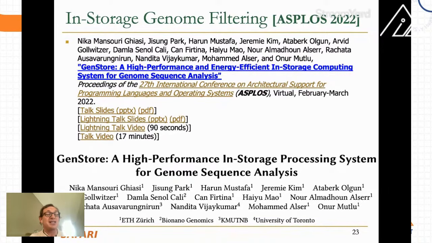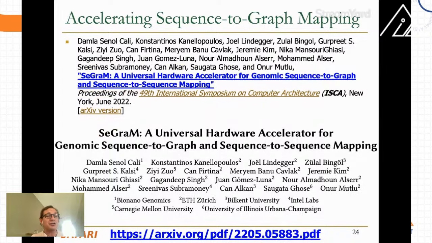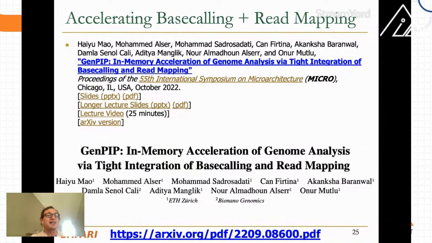You can also do acceleration in storage. I'm going to talk about that later on. And you can take emerging algorithms like sequence to graph mapping and accelerate them using near memory engines. And more recently, you can also use non-volatile memory technologies to accelerate different parts of the genomic pipeline and put them together on a single device so that you can minimize the data movement that's happening between different parts.